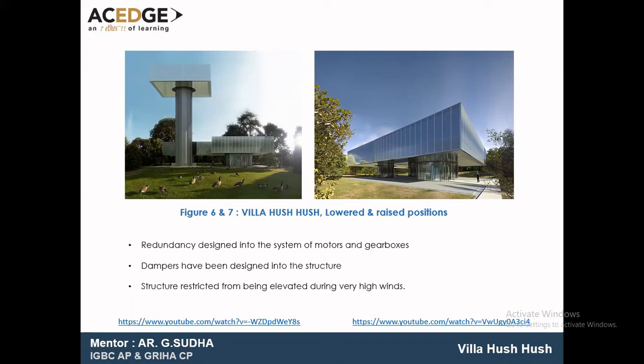Again, to maximize the efficiency of the structure, it is restricted from being elevated at the time of very high winds. And the wind limit that has been considered for designing is Beaufort scale 7. And this Beaufort scale 7 is described as when you have whole trees in motion and a great amount of effort is needed to walk against the wind. So in such cases where the wind speed is more than Beaufort scale 7, the moving element of the villa will remain comfortably in its lowered position and it will not be raised up.